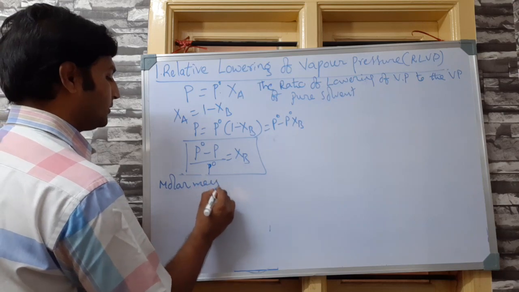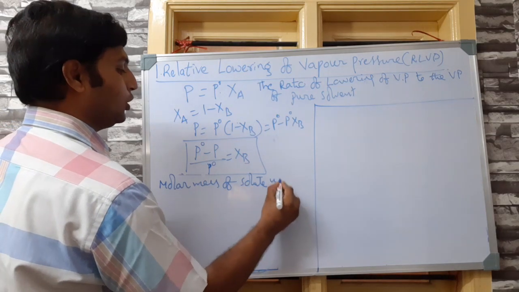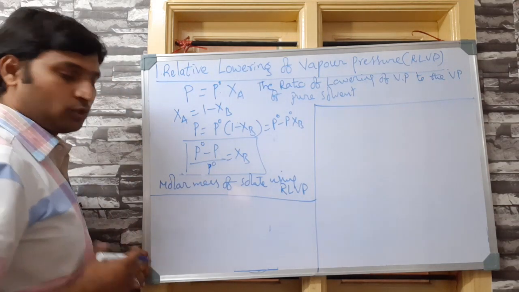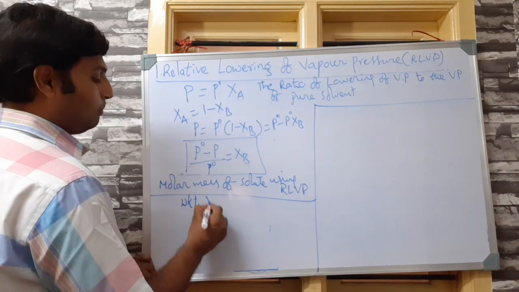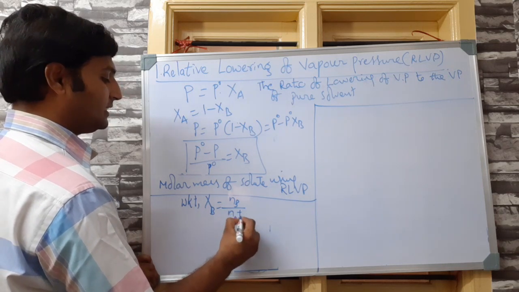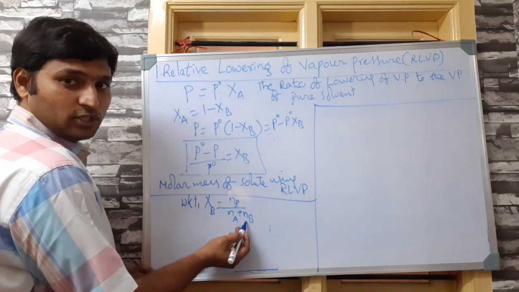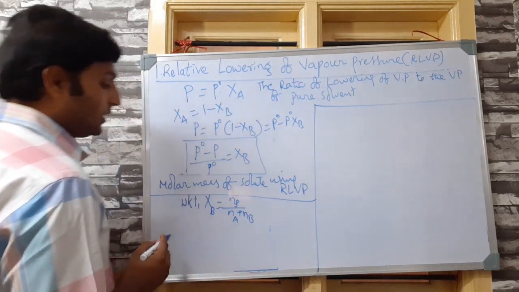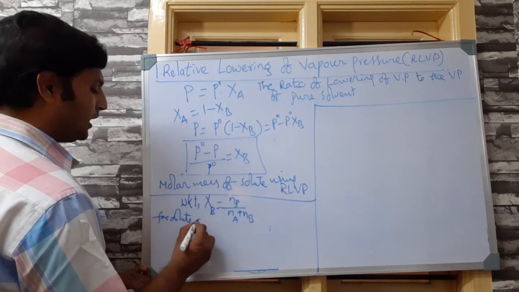Molar mass of solute using RLVP. Using relative lowering of vapor pressure, how do we find the molar mass of solute? See children, we know that mole fraction of solute Xb is equal to Nb divided by Na plus Nb, that is, number of moles of solute divided by number of moles of solvent plus number of moles of solute, that is, total number of moles of solution. Correct?